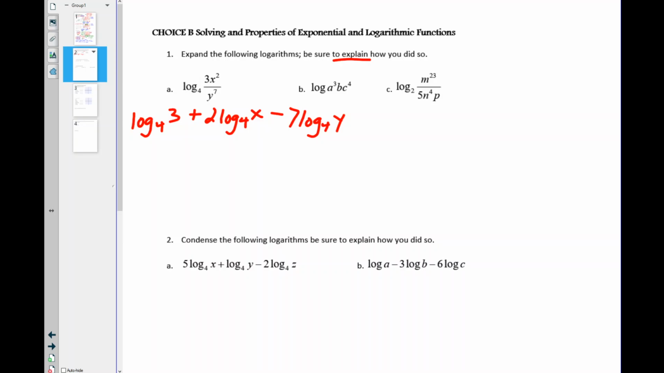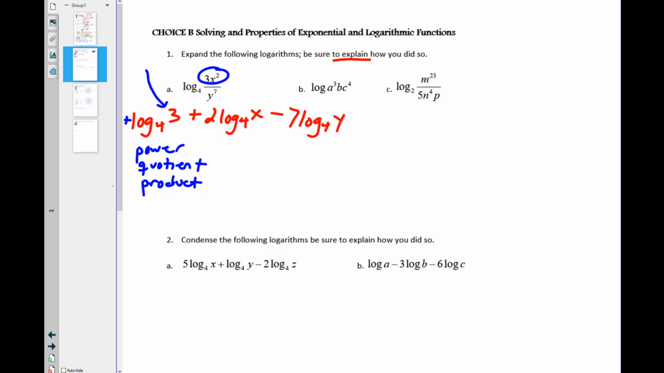If we're going to list the properties, everything was used here. There was power property, there was quotient, and there was product. Everything was used here. I just did it in one step. And what did I tell you about any factor that comes from the numerator? Make sure the log is positive. So notice how this log base 4 of 3 was positive. You just don't have to write the positive there.